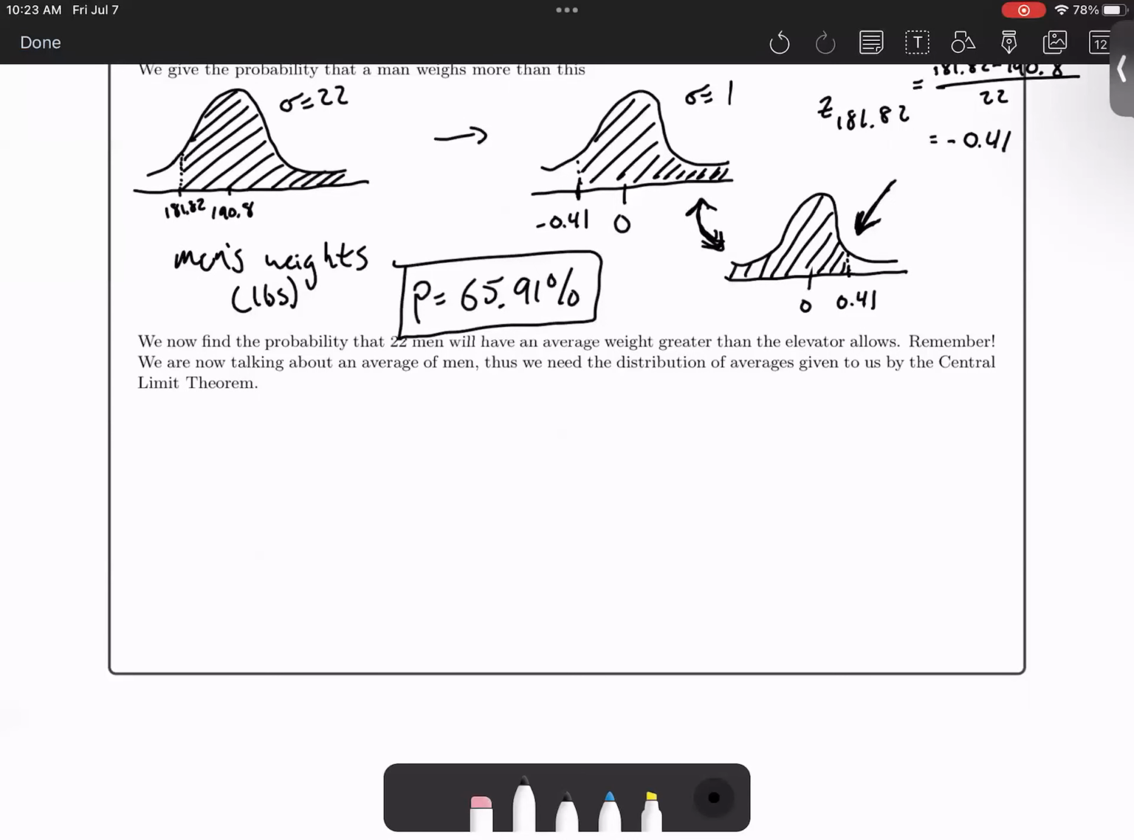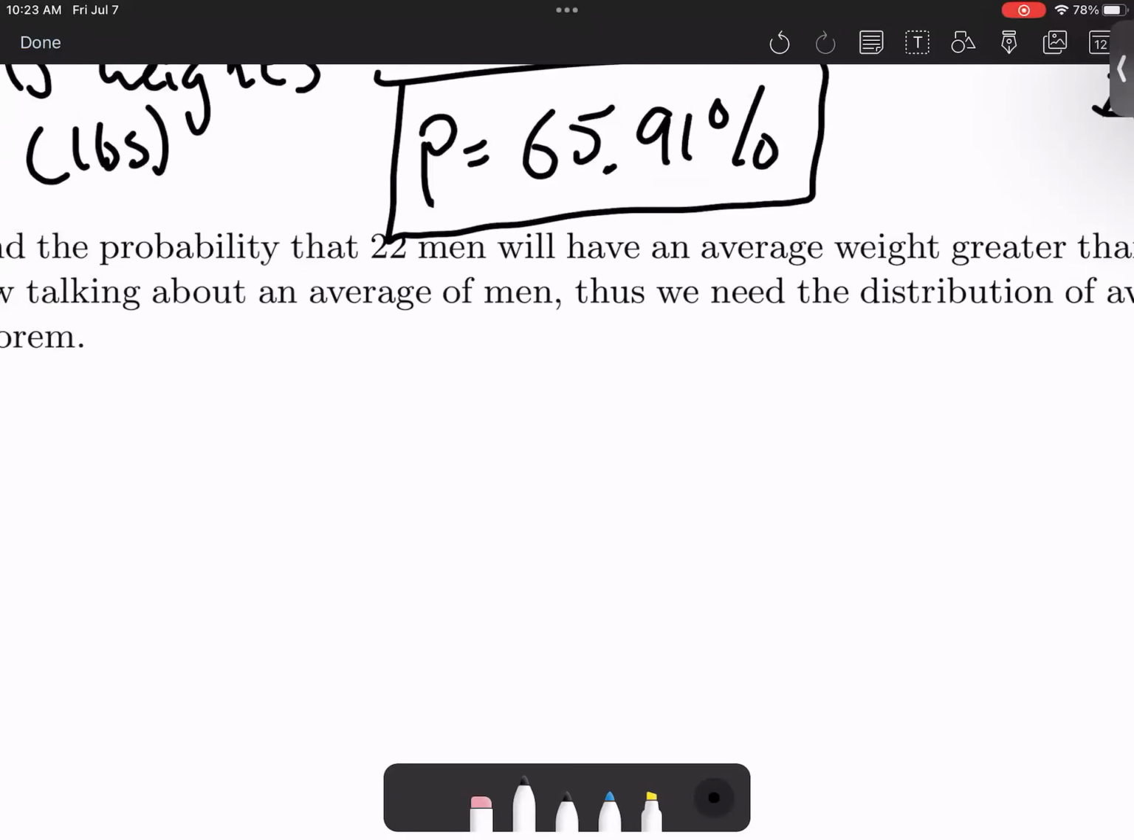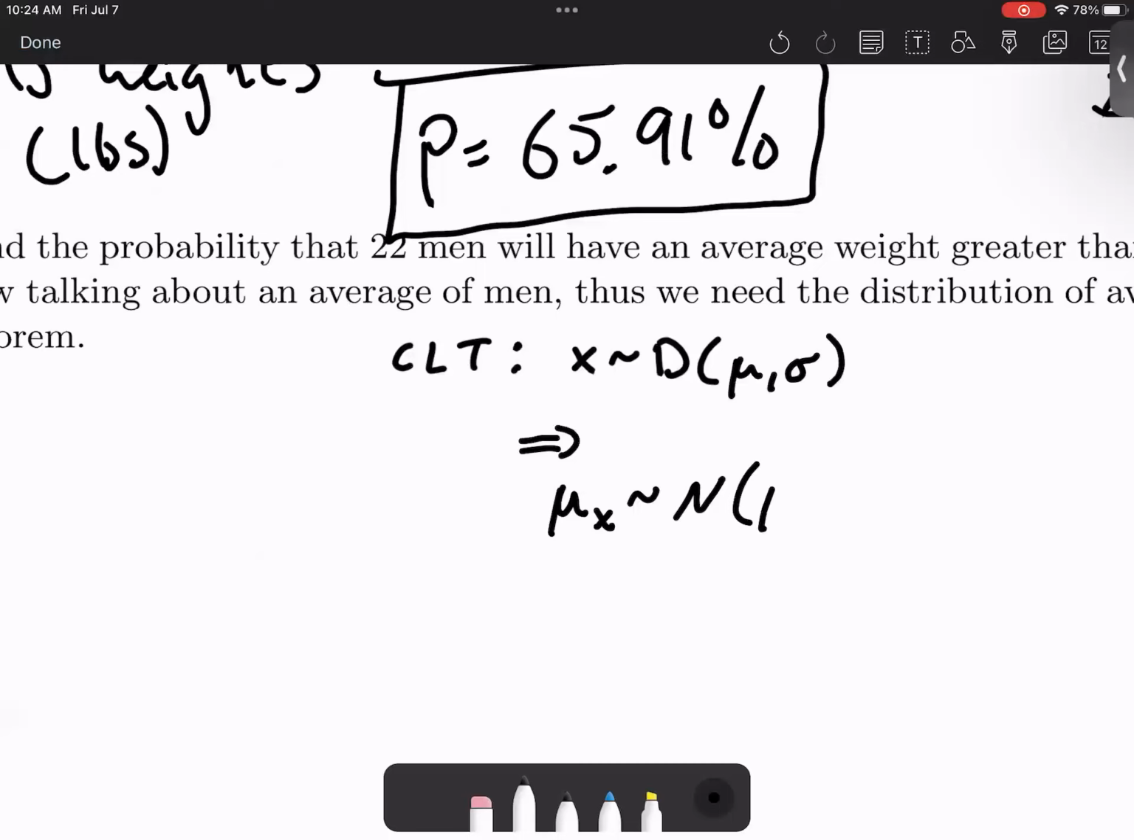So let's remind ourselves of what the central limit theorem states. The central limit theorem tells us if we have a variable that's distributed with an average and a standard deviation, then this is going to imply that the average of that variable is normally distributed with the same average and now a smaller standard deviation, where n is the number of data points that are giving you an average.